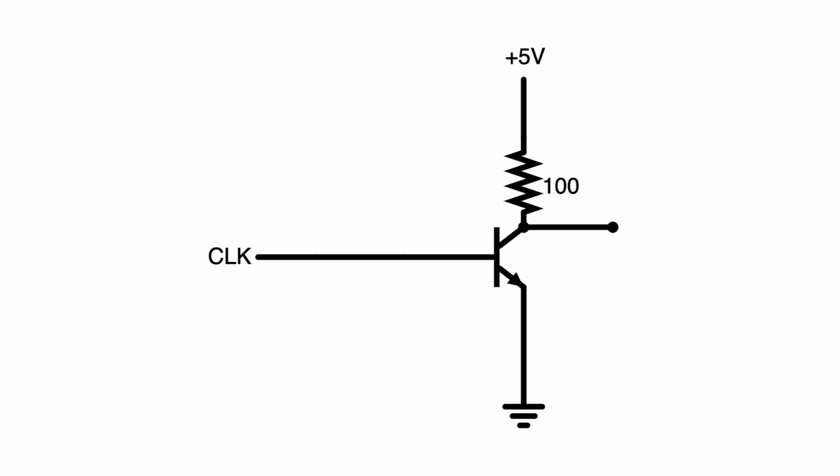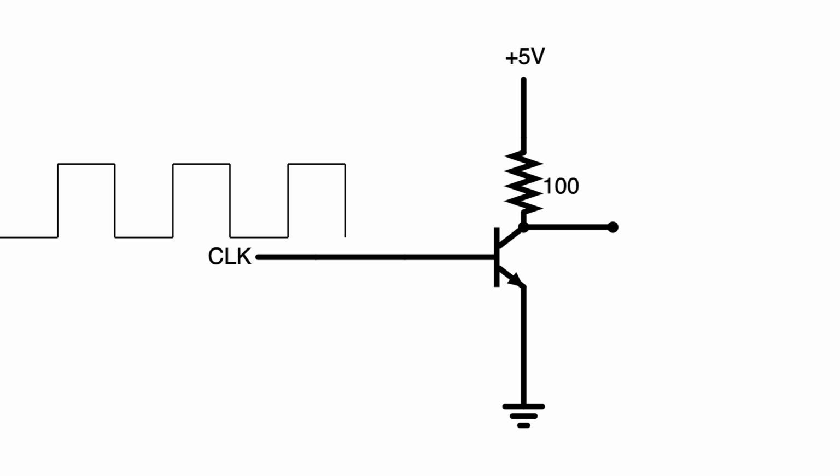In this case, it's pretty easy to analyze what's going on because we're only feeding it a square wave. So the input is either going to be low or high. So let's have a look at what happens when the input is low.